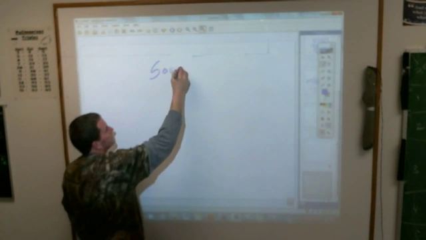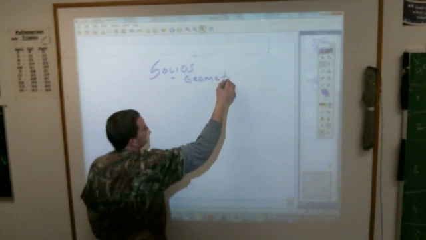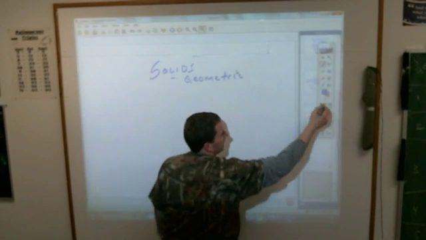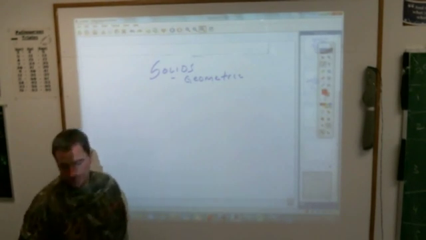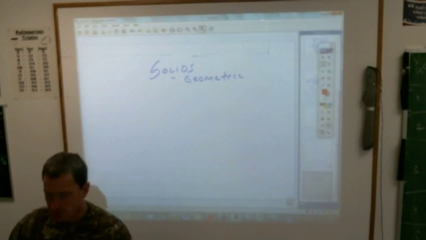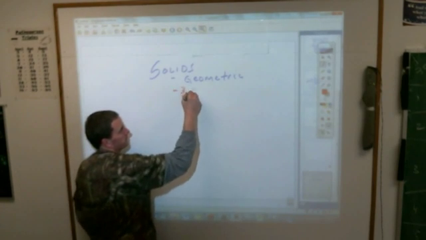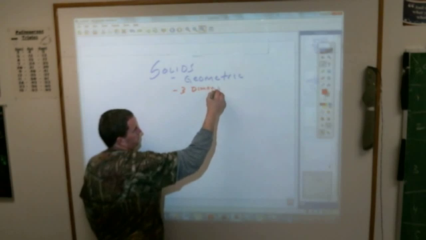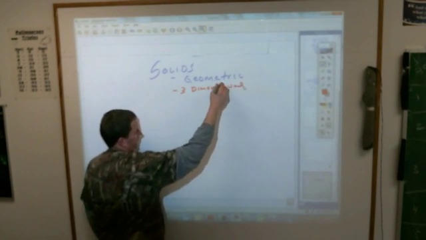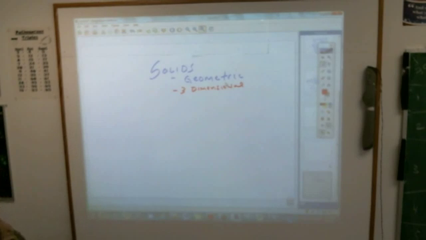Remember, solids is geometric. When in math they talk about solids, they are basically and simply just talking about three-dimensional shapes. A square is not a geometric solid, but a cube is. And we've got some simple ones that we're going to talk about here.